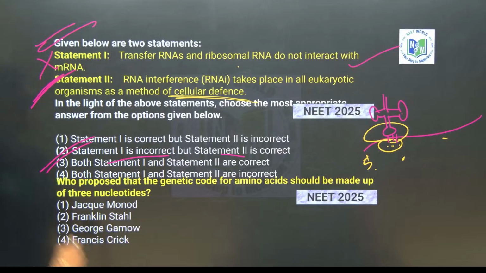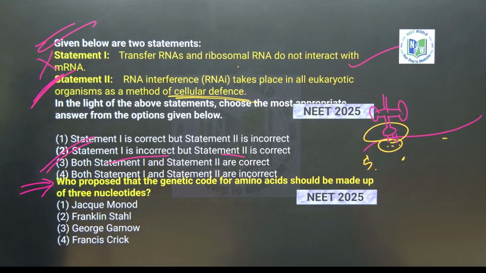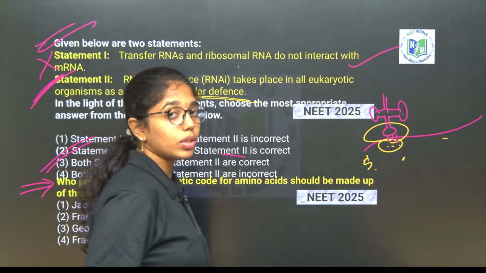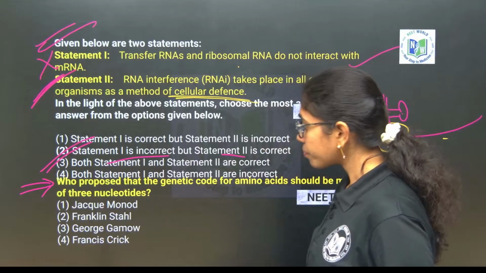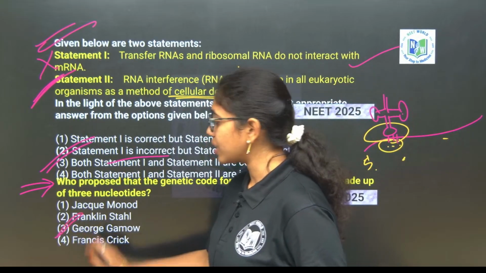Next question, ma: who proposed that the genetic code for amino acids should be made up of 3 nucleotides? It is given by the scientist George Gamow, that is option 3.